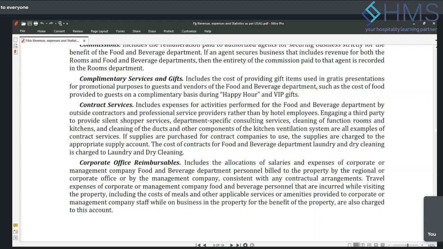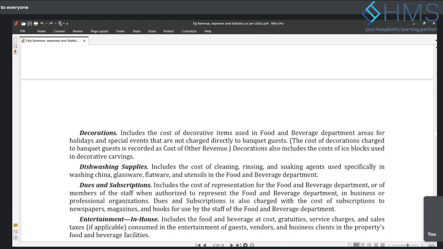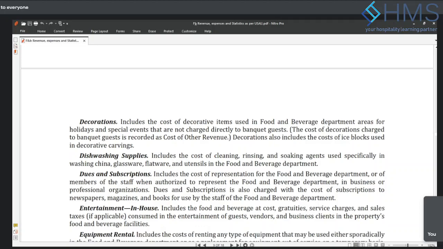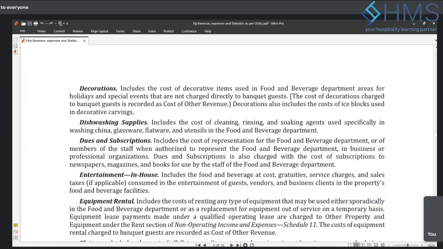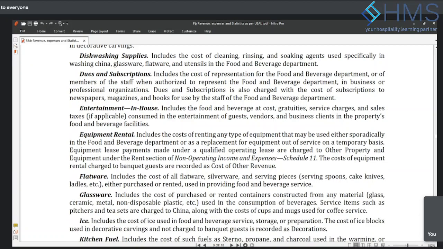The corporate office reimbursable is from the corporate office, and you have decorations which are used in the outlets. The decorations do not include the cost of the banquet, right? This is because the banquet cost will go to the banquet, but the other costs of the public area and the outlet will be charged into the decoration, the ice blocks, carvings. Then you have dishwashing supplies, dues and subscriptions, which are pretty much simple, and every other department is following the same.